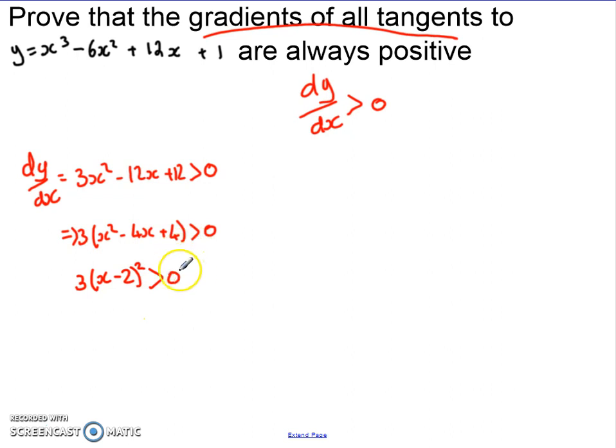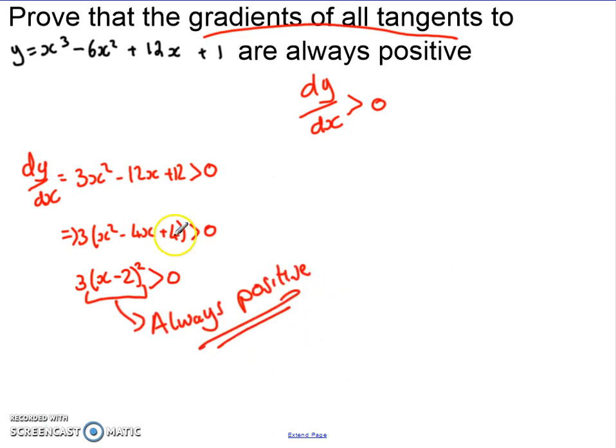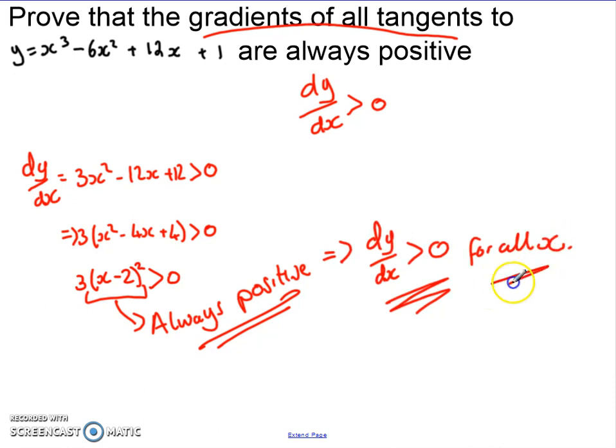Now we know that this is always going to be bigger than 0 based on what we've got written here. X minus 2 squared, that's always positive. If you square a number, regardless of whether it's positive or negative, it's always going to be positive. So what we then can say is, therefore, we know the derivative is bigger than 0 for all x. We've proven it. Alright, we've proven this is always going to be positive. This is the kind of characteristic you're looking for in a question like this involving the gradients.